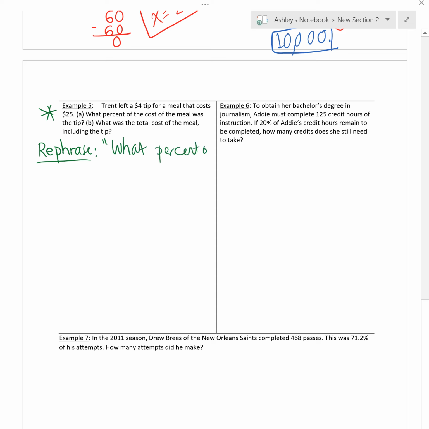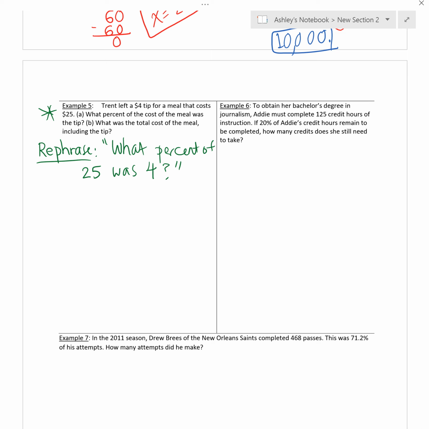percent of, okay, they said the cost of the meal, but they said the cost of the meal was $25. What percent of the cost of the meal was the tip? And they said the tip was $4. So that makes it sound a lot like those problems above. That's kind of the key here. And then once you rephrase it like that, you can solve it just like we talked about in the problems above. So I'm going to try to translate that into an equation.